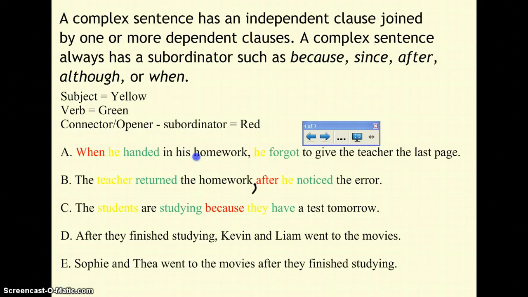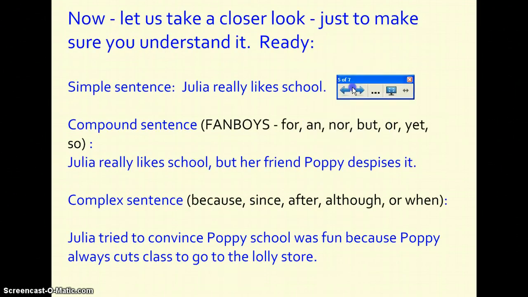So "the teacher returned the homework" is an independent clause, and "after he noticed the error" is the dependent clause. You see that the dependent clause cannot stand on its own, whereas the independent clause actually works and makes sense. The next one's "The students are studying because they have a test tomorrow." "The students are studying" works. That's an independent clause. "Because they have a test tomorrow" is a dependent clause because it can't stand on its own. All right, so hopefully those three different sentences make sense. If they don't, please come and see me, but let's keep going.